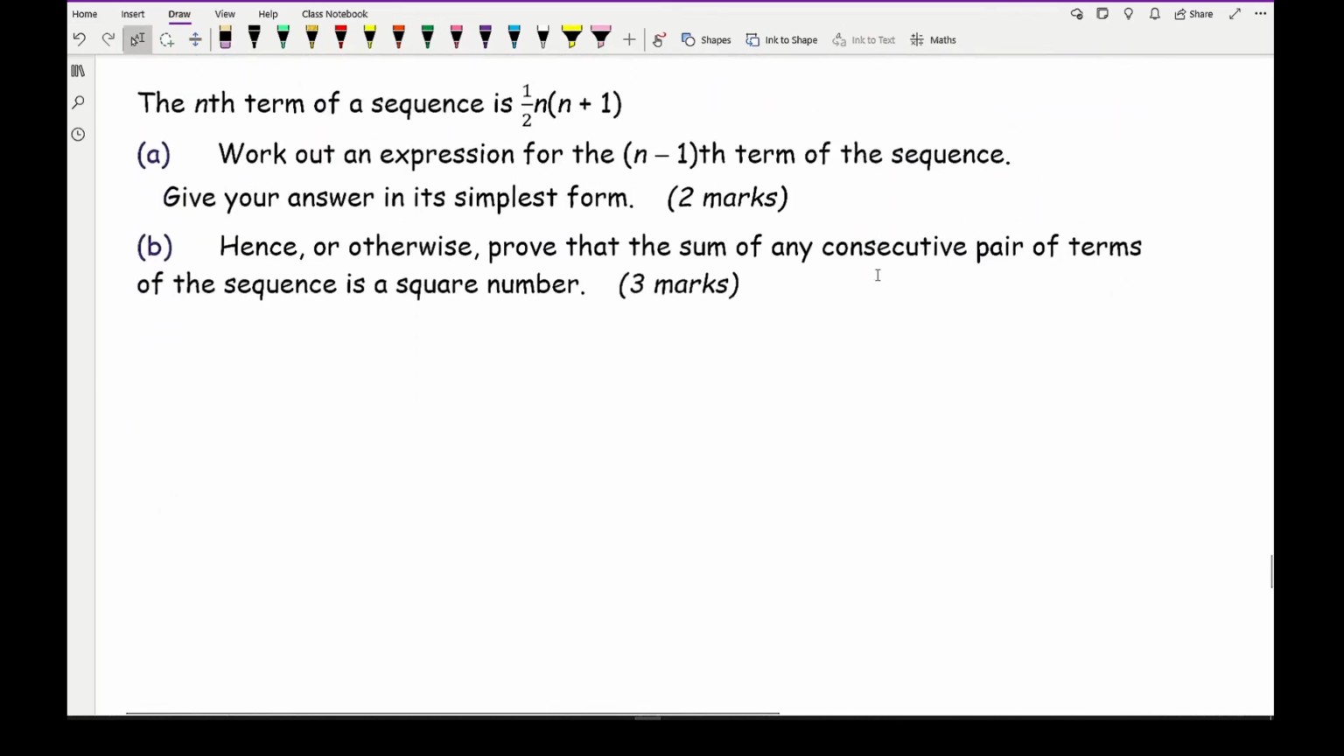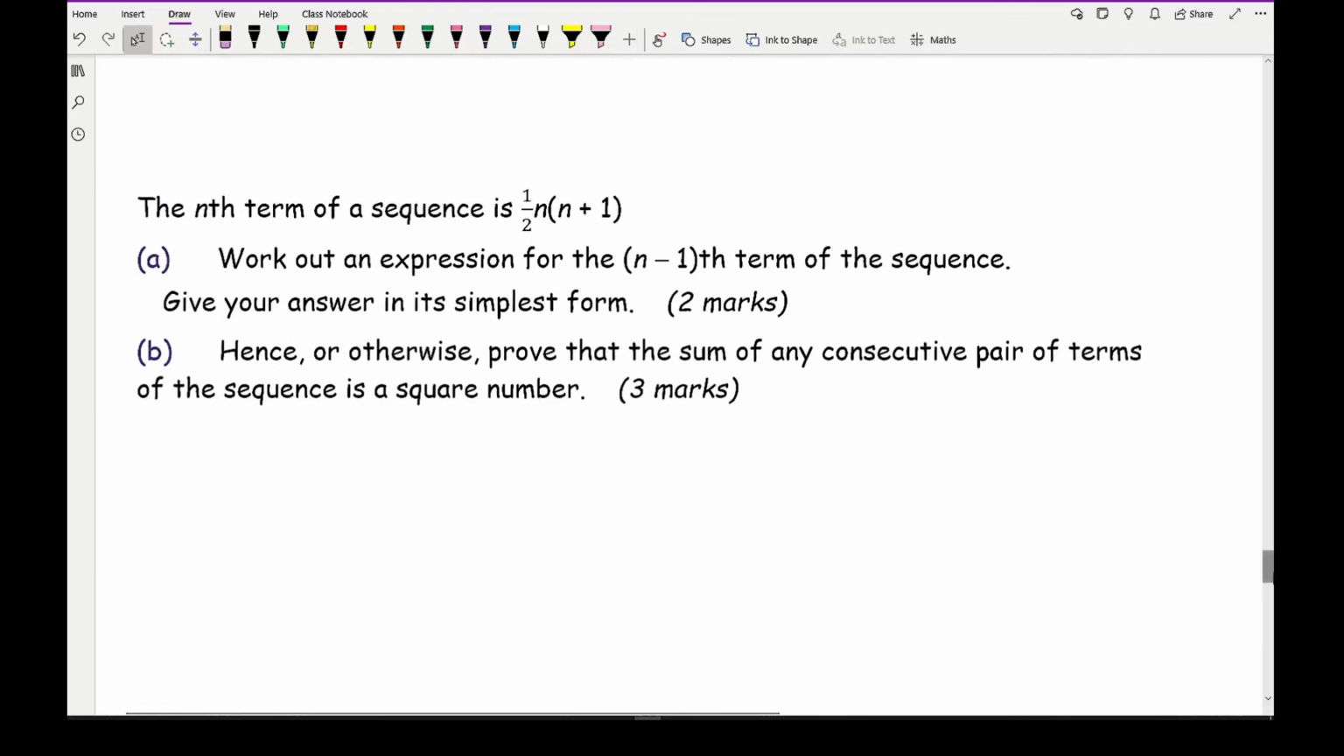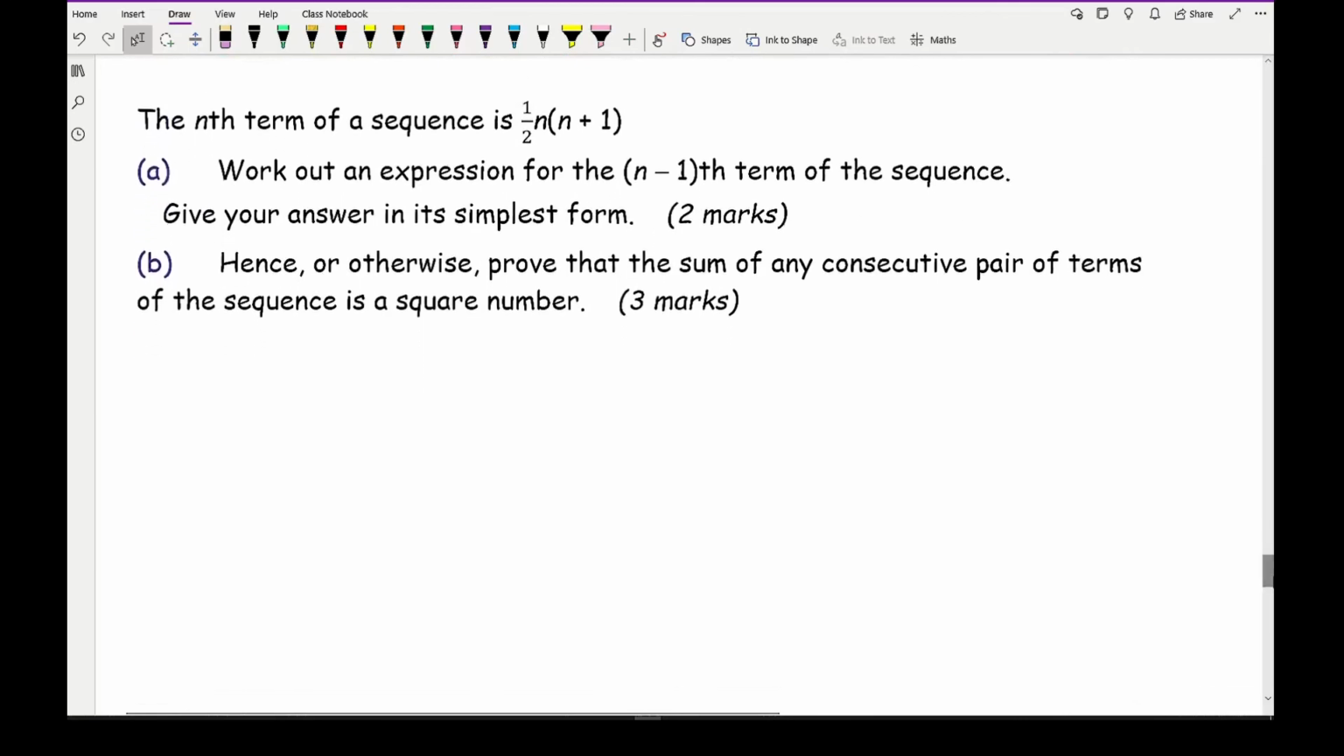So moving on to our last example. Now this last example involves knowledge of sequences. So in terms of that, let me just write down sequences. Now reading the question carefully, it says that the nth term of a sequence is a half n times n plus 1. Work out the expression for the n minus 1th term of this sequence. Give your answer in its simplest form.